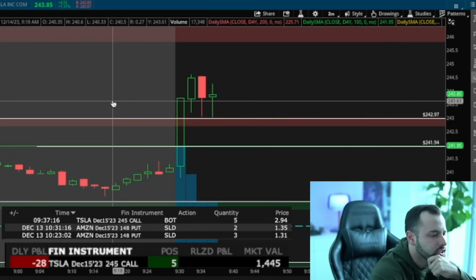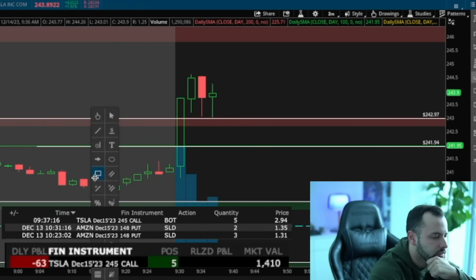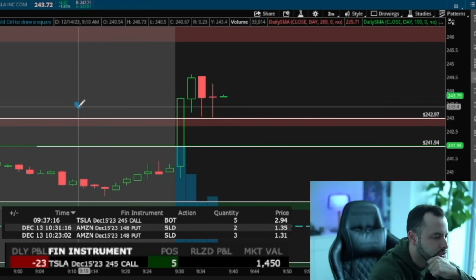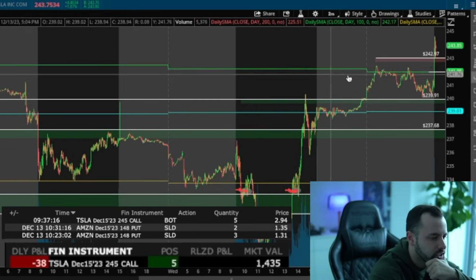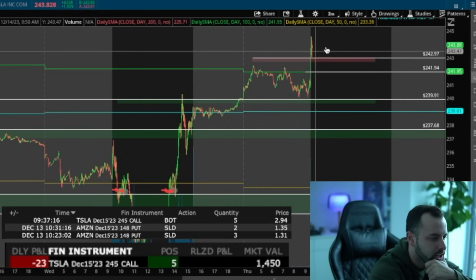I'm seeing a really solid candle wick hold. 3 candles in a row holding that 243. So I'm going to give that a small shot there. It might have to come down to around that pre-market high. That's possible.